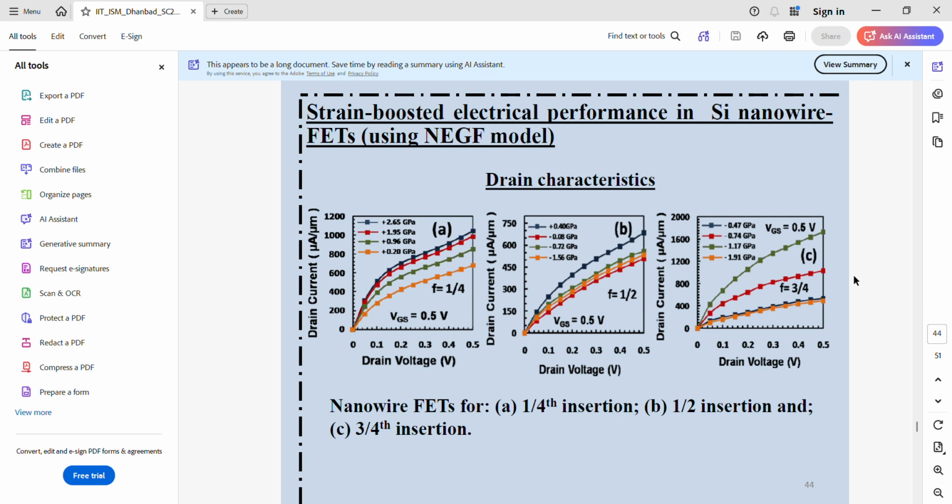embed, for 3/4 embed, for all the cases, there is quite a lot of change in the structure as compared to the unstrained one. The NEGF model more or less approximately gives us the correct results.